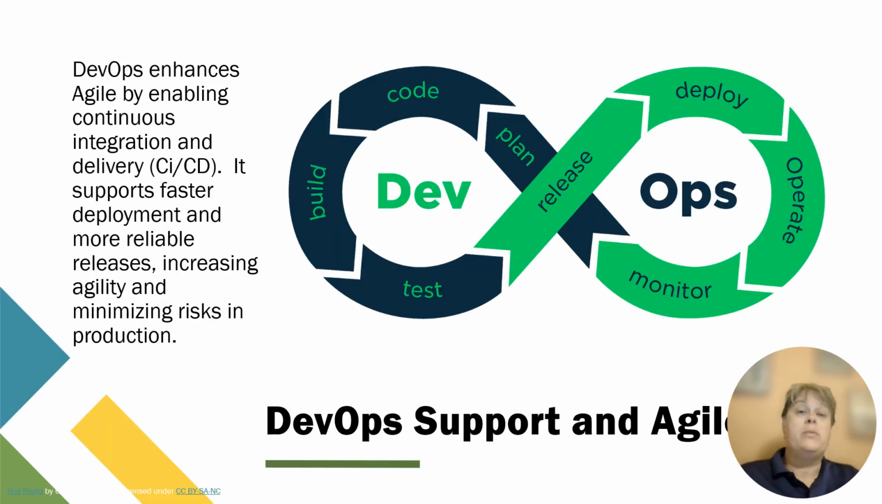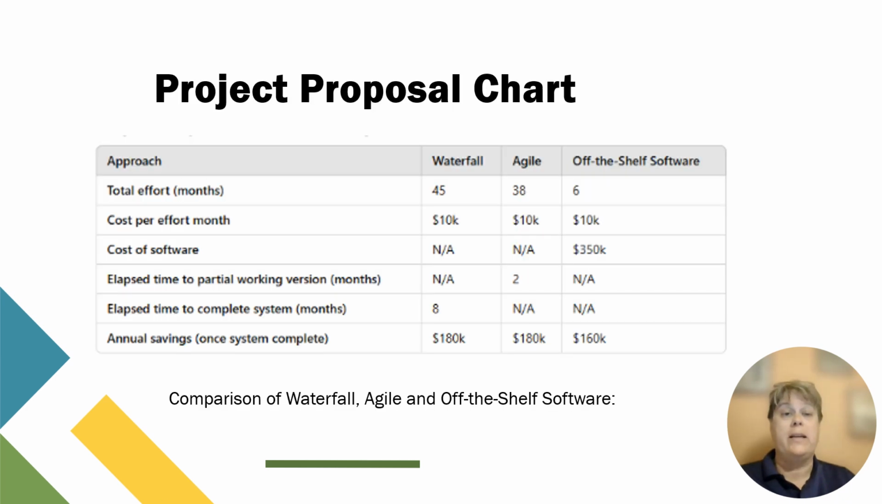Agile and DevOps work hand in hand. DevOps enables continuous integration and continuous delivery, which speeds up the process of moving software from development to production. With Agile's iterative approach and DevOps' focus on automation, we can release features more frequently, deliver value to users sooner, and reduce the risk of errors. This combination creates a highly efficient development cycle supporting a more agile and responsive business environment.